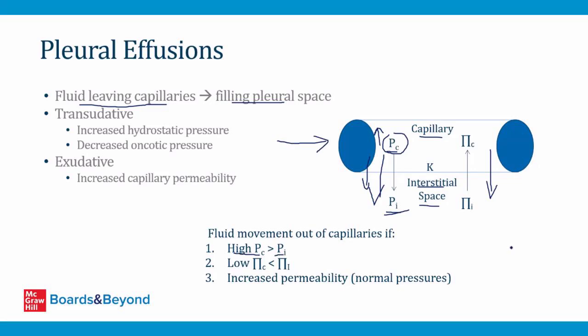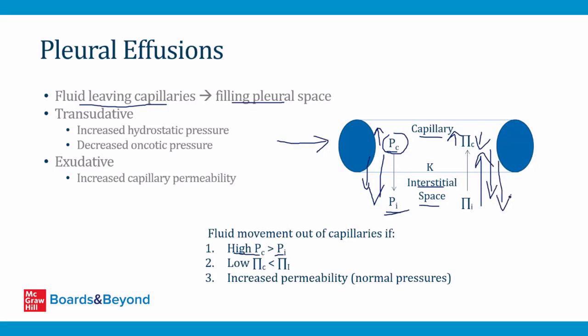Another factor that controls movement of fluid between capillaries and interstitial spaces is the oncotic pressure. Oncotic pressure, when it gets high, tends to draw fluid towards that area of the body. So if you have a high oncotic pressure, pi sub c, in the capillary, that will tend to draw fluid inward out of the interstitial space. But if you have a low oncotic pressure, pi sub c, in the capillary, then you will get movement of fluid out in this direction.